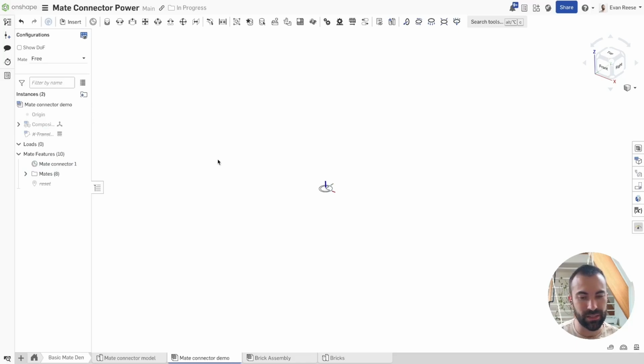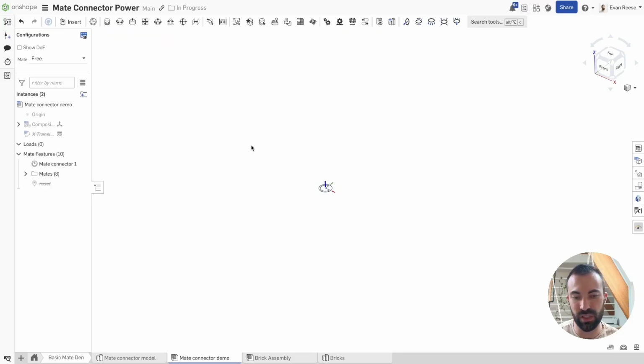Evan Reese here. Today we're talking about mate connectors and the basic mates that you use in Onshape to put assemblies together. I'm talking about the ones above my blue bar here. I am not going to get into all of this stuff today, but this should get us pretty far.